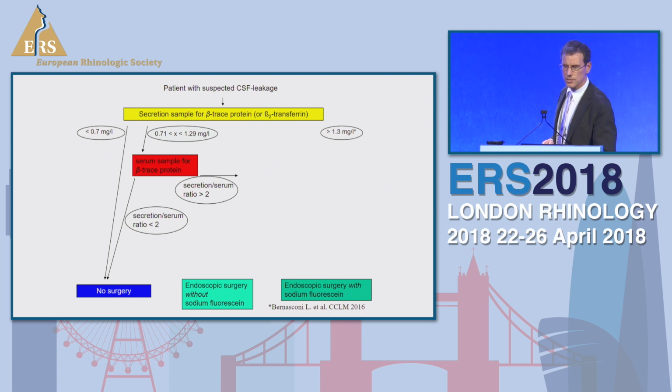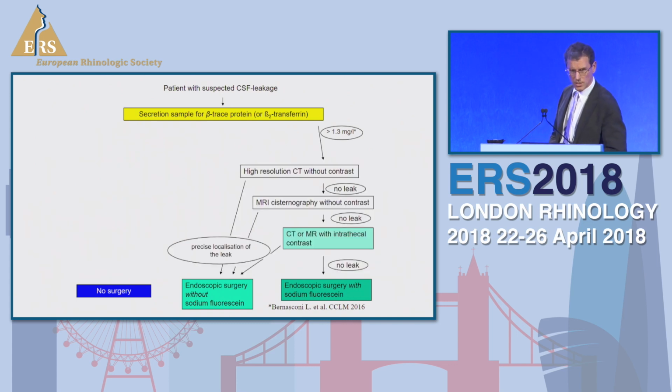And in these cases, you will also need a blood sample, and you test the blood sample for the same biomarker, beta trace protein. And then you get the ratio. When the ratio between beta trace in the secretion and beta trace in the serum is above 2, yes, then it's indicative for CSF. If that ratio is below 2, it's not indicative.